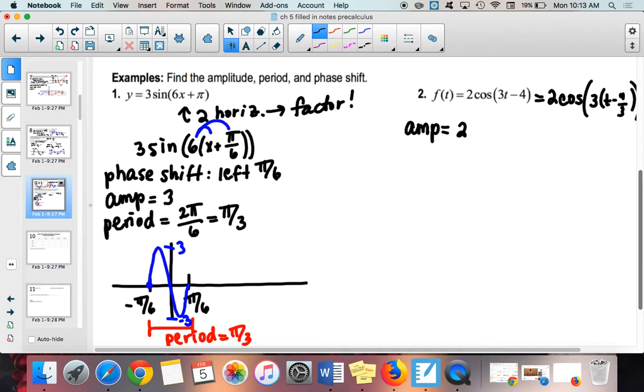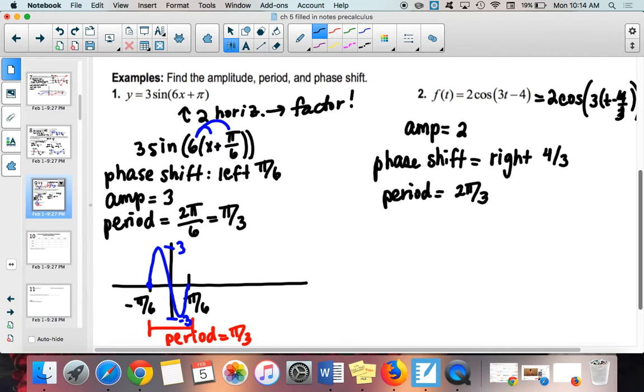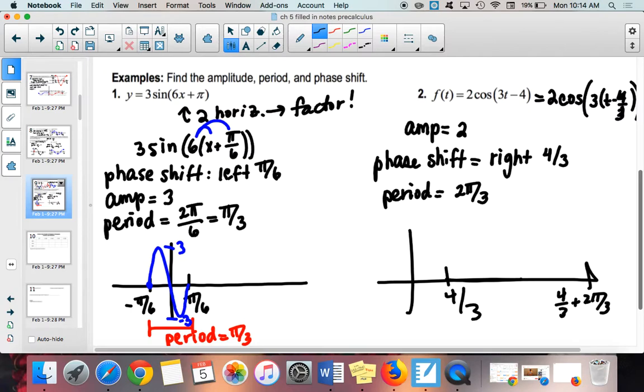Can you guys read my 4/3? It's a little sloppy. I don't think I made it better. Okay, so my phase shift is what direction? Right by how much? 4/3. And my period. Here's why we're not going to graph this one, because it's right 4/3. Isn't that nasty? It's starting at 4/3, and then its period is 2 pi over 3, which would be 4/3 plus 2 pi over 3. It would just be gross numbers, right? So we don't have to graph that.